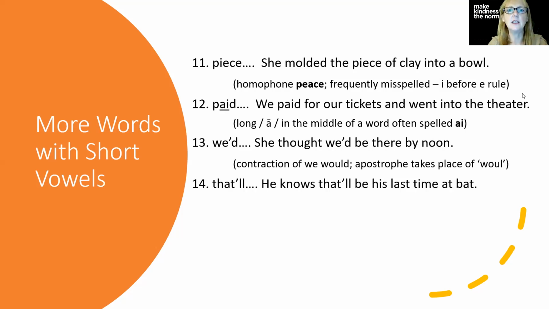Number 14 is that'll. He knows that'll be his last time at bat. That'll is a contraction of that will, and the apostrophe takes the place of the W and the I.